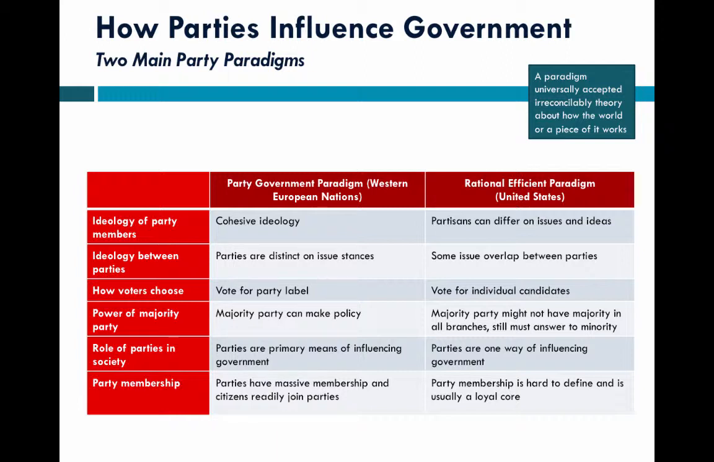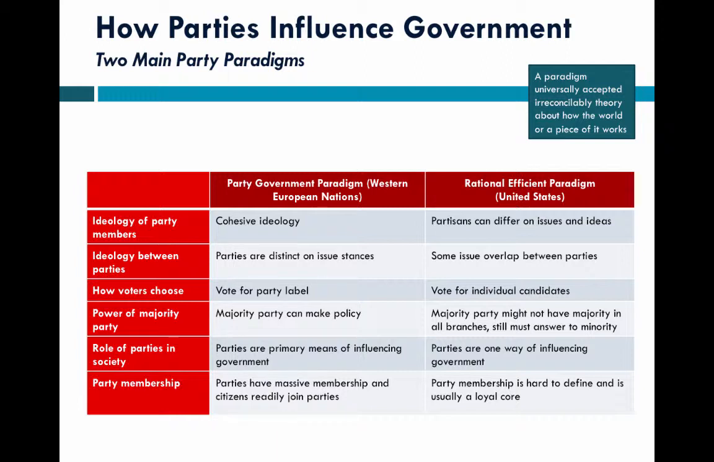The major difference between these two party paradigms is one that's actually not listed here. The party government paradigm is more ideological. It's an ideological way of governing where the party is used to effectuate change within the government. So if a party wins a majority, they can wholesale change the government. But in the rational, efficient paradigm, the purpose of parties is not to change the government or to change policy, but it's merely to win elections.